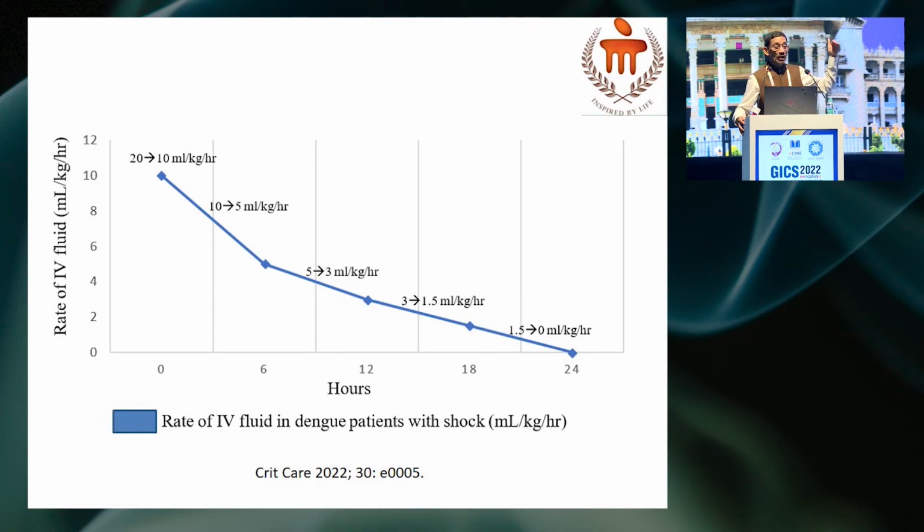And by that time, there's a rapid reduction in the requirement of the fluids. What was 20 ml per kg can come down very rapidly. And hence, if the fluid requirement or if the condition does not improve by about 24 to 48 hours, please look for alternative causes like sepsis or cytokine storm.